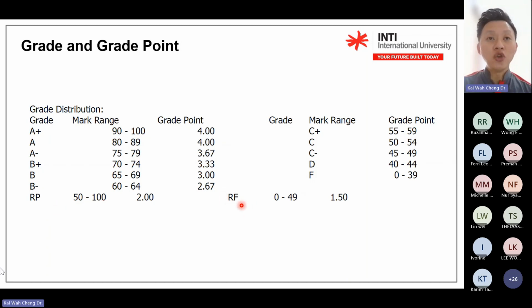RF means you receive the course but you fail. This is what we call the RF grade. Receipt fail and receipt pass. So you can see the benchmark: 50 marks and above, receipt pass. 49 marks and below, receipt fail. So this is the grading system at INTI International University.